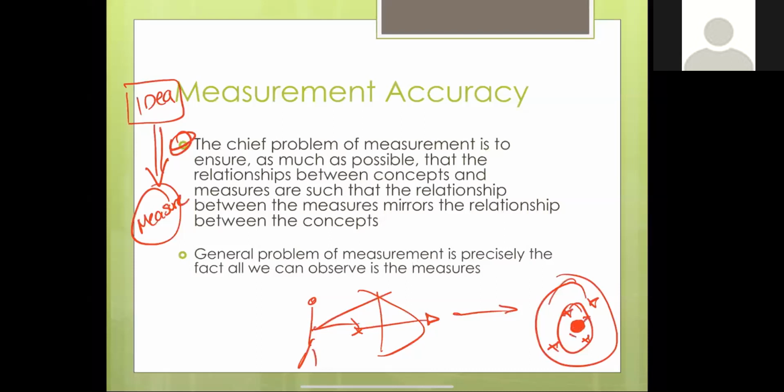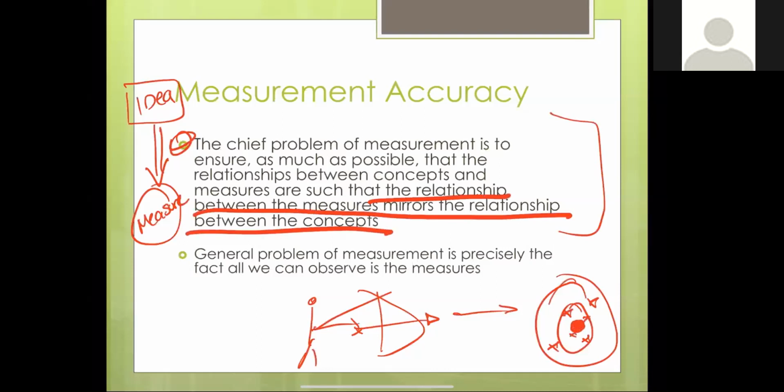But the idea is to get as close as we possibly can, where the relationship between the measure mirrors the relationship between the concept. Meaning, we're hitting the nail on the head. What we have up here as an idea is perfectly reflected, to the best extent possible by measurement standards, by the same thing that we're trying to measure. We're not measuring nervousness when we actually mean to measure post-traumatic stress. The general problem of measurement is precisely the fact that all we can observe is the measures.